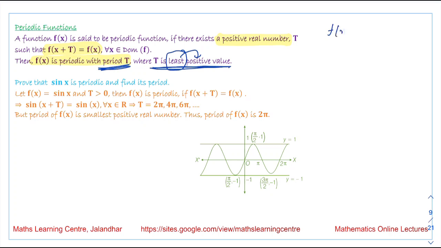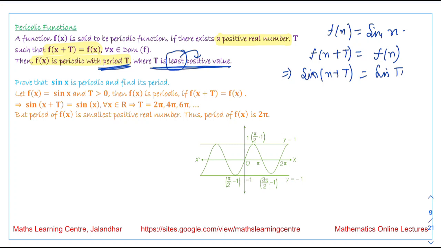So if we are talking about the function f of x is equal to sine x, we know that f of x plus t will be equal to f of x, that is sine of x plus t is equal to sine of x. This thing should hold for all x belongs to R, that is domain of f. So we are saying the possible values of t are 2 pi, 4 pi, 6 pi and so on. So we are saying that the function sine x is periodic because there is some t for which f of x is equal to f of x plus t. And the least positive value that we have is 2 pi.